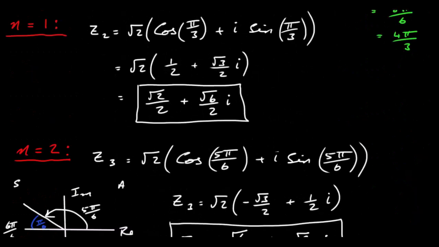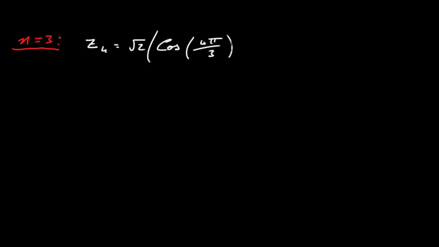4 pi over 3. So let's do that. Okay, so we have Z4 now is going to be equal to square root of 2 times cosine 4 pi over 3 plus i sine 4 pi over 3. So let's work this out. Now we want 4 pi over 3 this time. Let's see where that is.